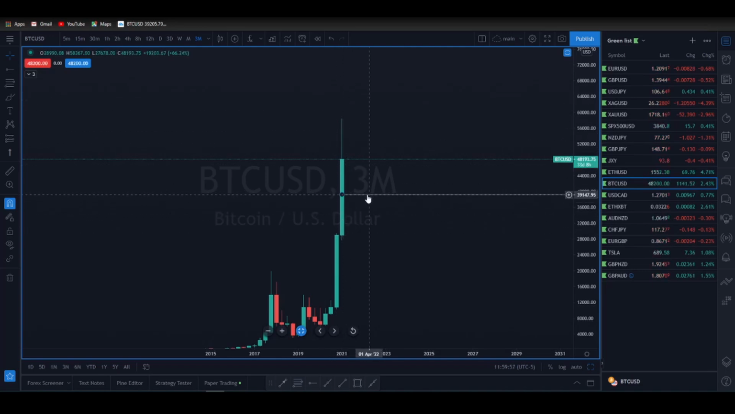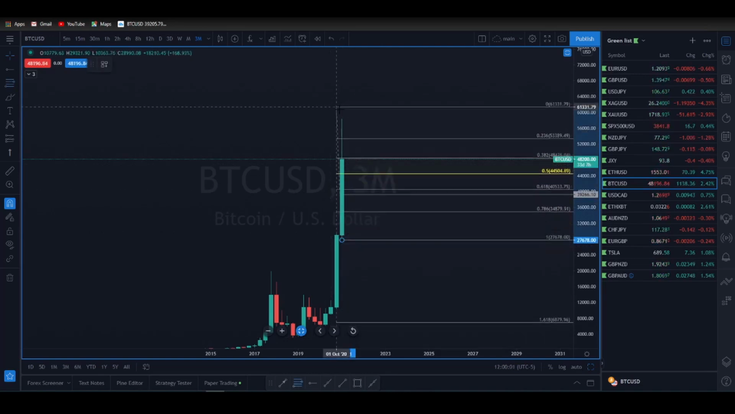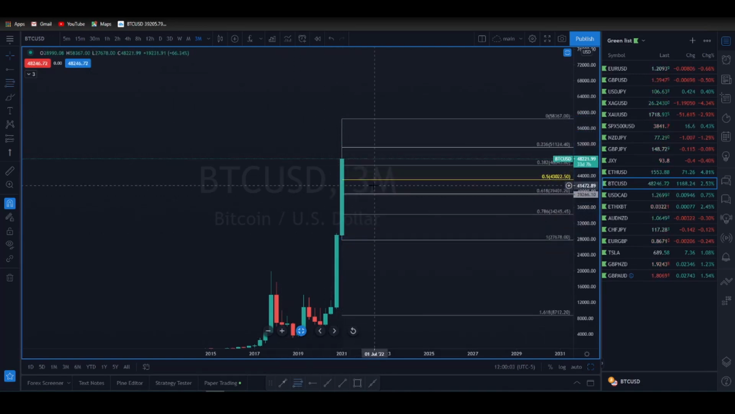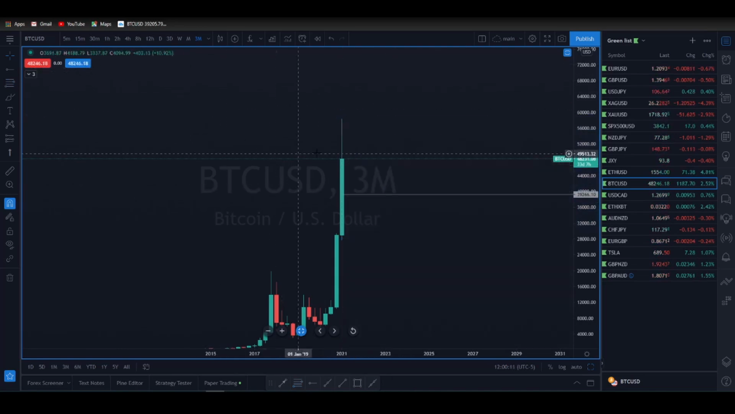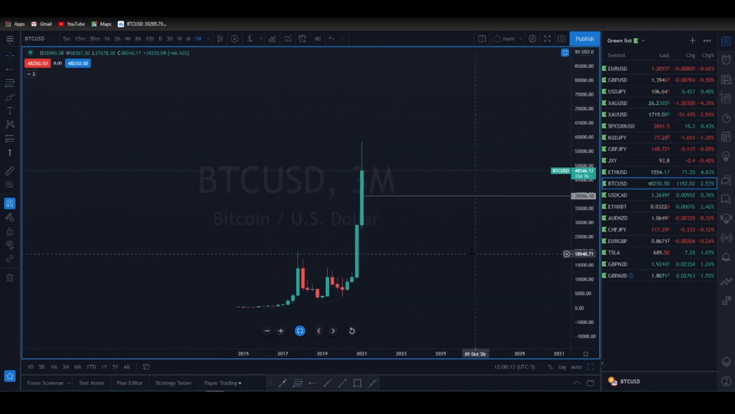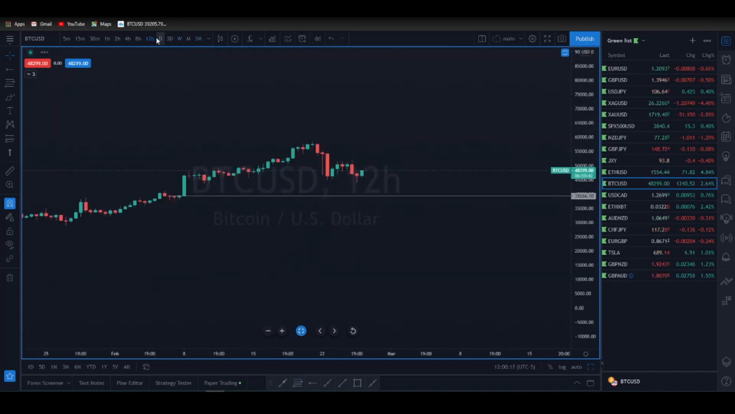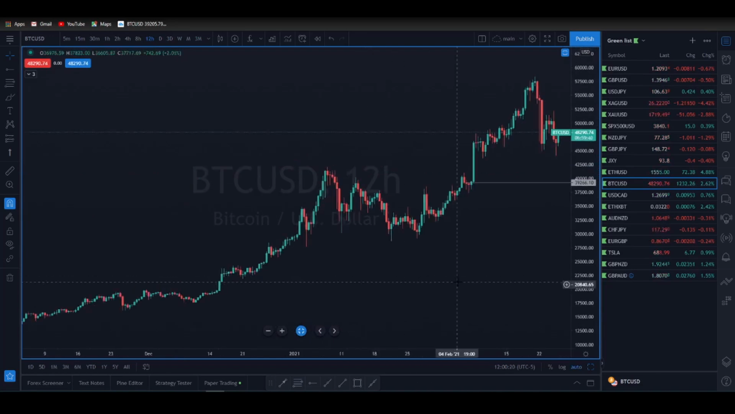A pullback down into this level right here, I think it's even higher than the 62.8. It's right at the 61.8, apologies, 618 retracement level. So that would be a great area to look for support and hold on Bitcoin, and that's 39,266. That's only if the sellers are able to maintain control of the asset until it gets to there.